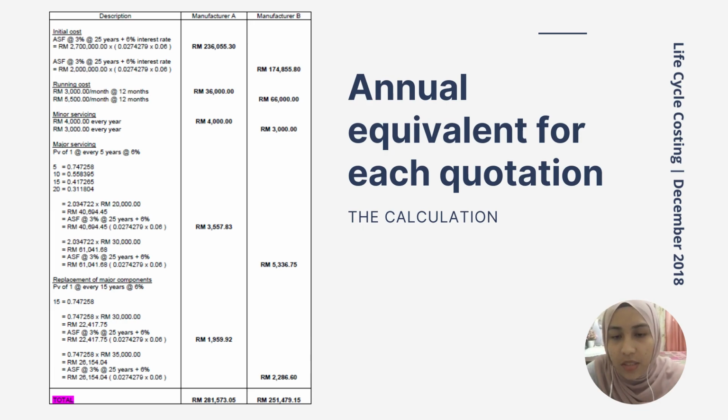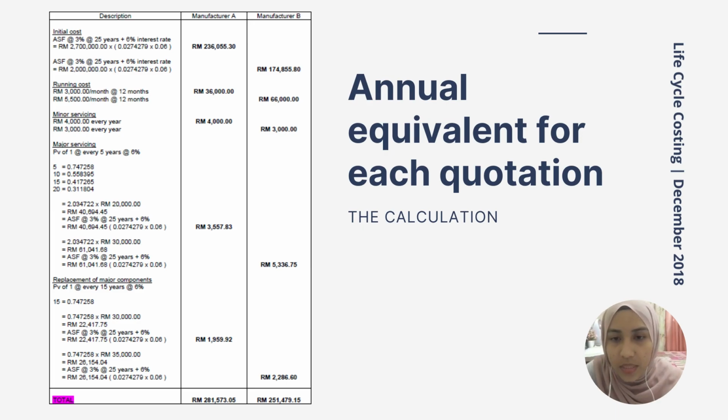For running cost, the cost is given by the month and we have to times it with 12 months to get the amount for a year. Meanwhile, for minor servicing, the amount is already given in every year, so there will be no adjustment.